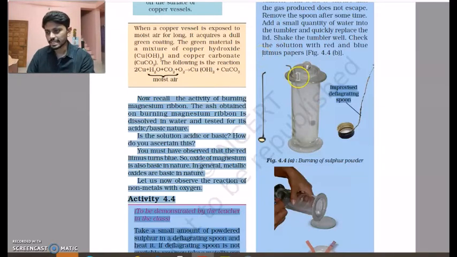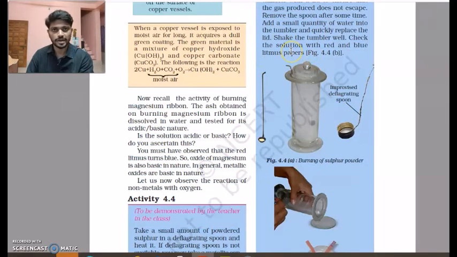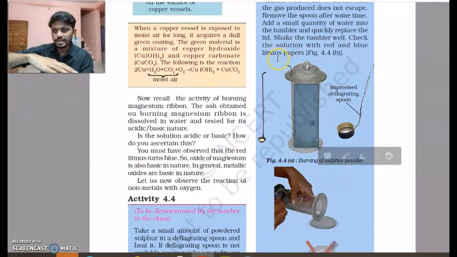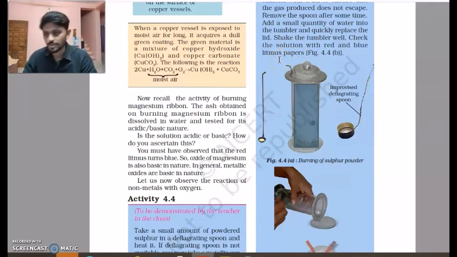So this is a typical experiment for the burning of a non-metal. In this case, they have taken the example of sulfur. They have placed a lid over this tube, and within this tube they are burning the sulfur. Some gas is released, because when you burn sulfur, it gets converted into sulfur dioxide, SO2. That is a gas. You don't want the gas to escape, so you place a lid so that the gas doesn't run out of the test tube.